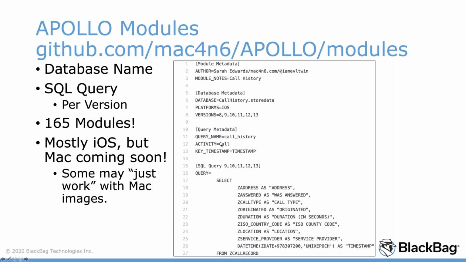Next section here, this is where I'm going to have different activities and calls and key timestamps. This is not going to be relevant for the BlackLight version of this, but it is if you are using the Python script.